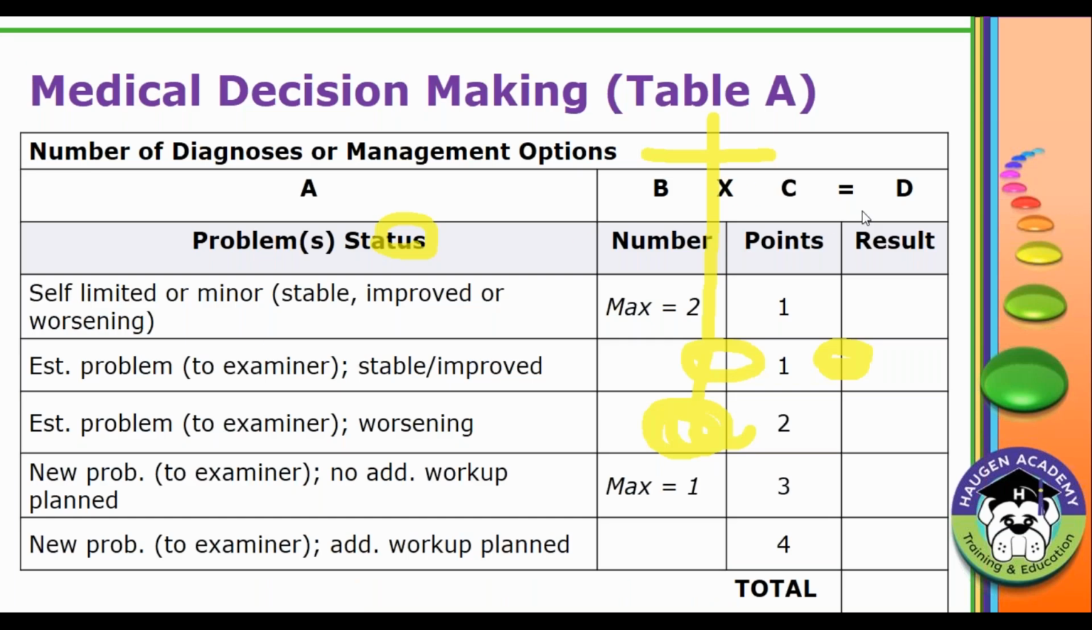So let's go ahead and look at that first table. And you can see kind of how those points get added up. We have different types of problem status listed. So we have self-limited or minor problems that are 1 point each. We have established problems. Those could be stable or worsening, so 1 or 2 points. We have new problems with additional or with no additional workup.